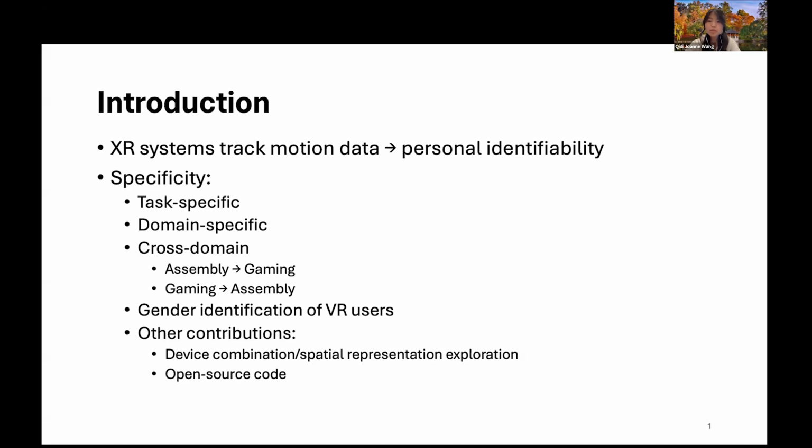To start out with some introductory background information, we know that extended reality systems track motion data, and this has been found to be highly indicative of both personal identity and users' attributes. Prior researchers in this field have conducted machine learning experiments that have been task-specific and domain-specific. Our primary contribution is one of the first cross-domain investigations in which we conduct machine learning experiments trained on models in the assembly domain and tested on the gaming domain, and vice versa. This allows us to make discoveries based on different data sets with different participant pools.